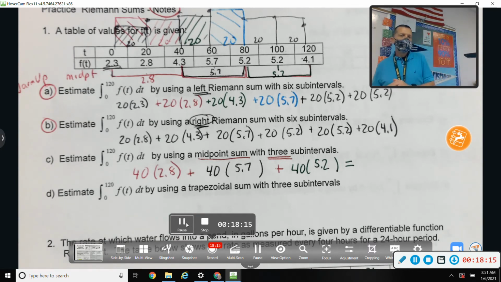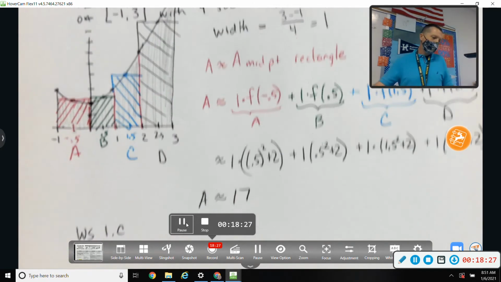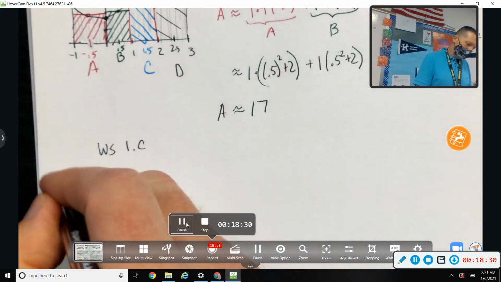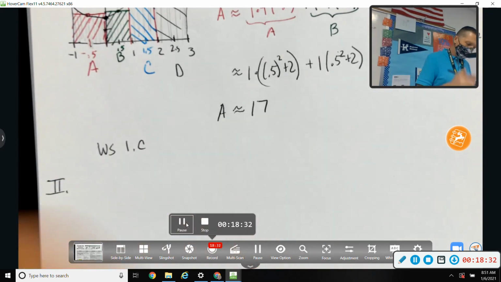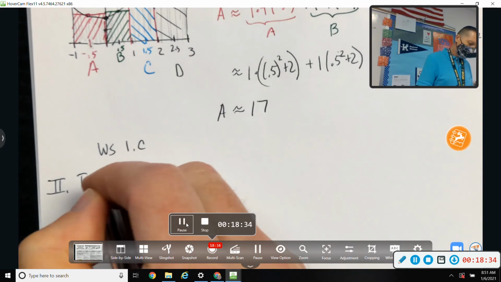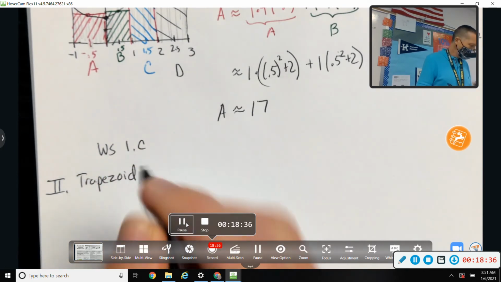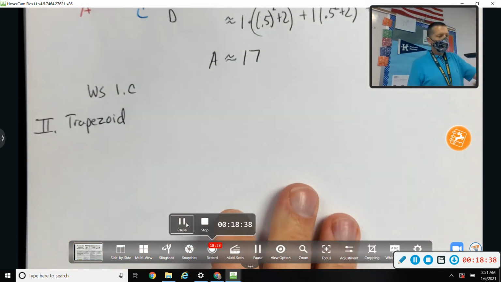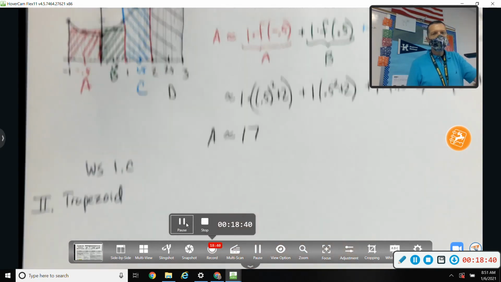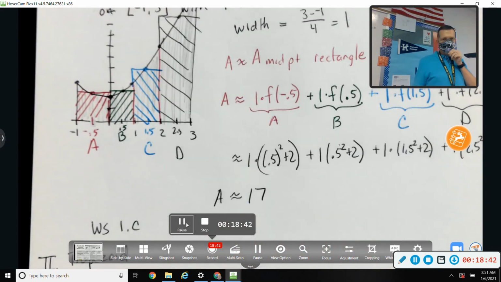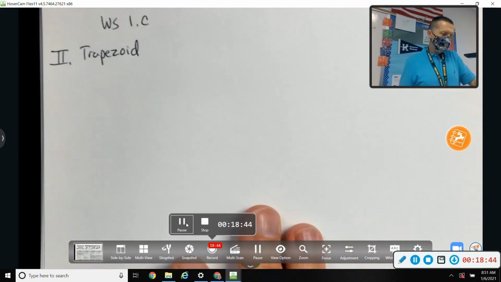So midpoint, it's the same thing. I mean, just add up the rectangles, but use the height at the midpoint rather than the height at the left or at the right. All right, back to notes. Let's do trapezoids. Feels like trapezoids might be our best bet for getting an accurate estimation of the area.